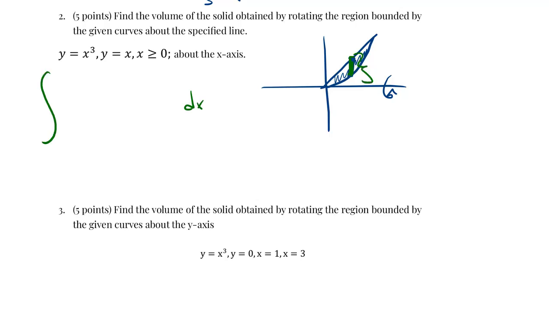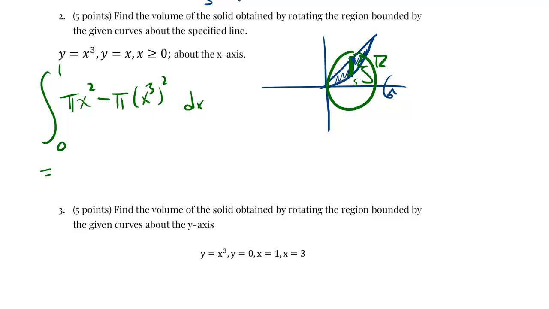Now, the length of this radius, that big R, I'm going to call it a radius because we're rotating it, is just your x. So the area of the circle made with that would be pi x squared. Then I'm going to subtract off the hole in the middle. That radius is x cubed, so the area of that hole would be pi x cubed squared. And then your x values go from 0 to 1.